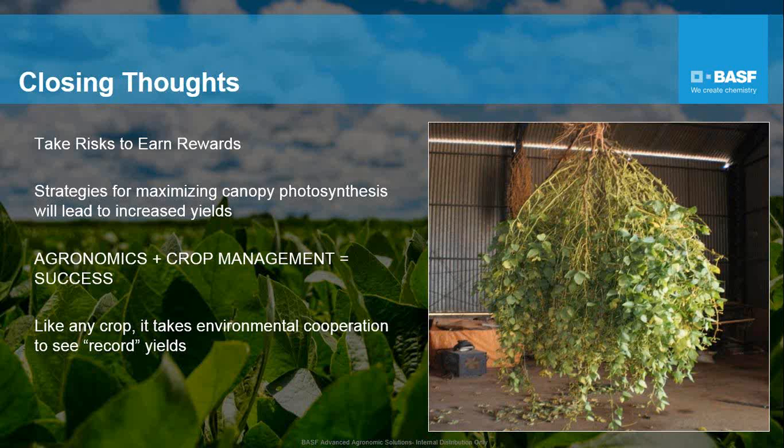You've got agronomics and crop management together to get success. And like any other crop, sometimes it takes environmental cooperation to get those big record yields. That's just part of the challenges we all know that we face in farming, that we sometimes need environmental cooperation. You see that big soybean plant on the right-hand side?